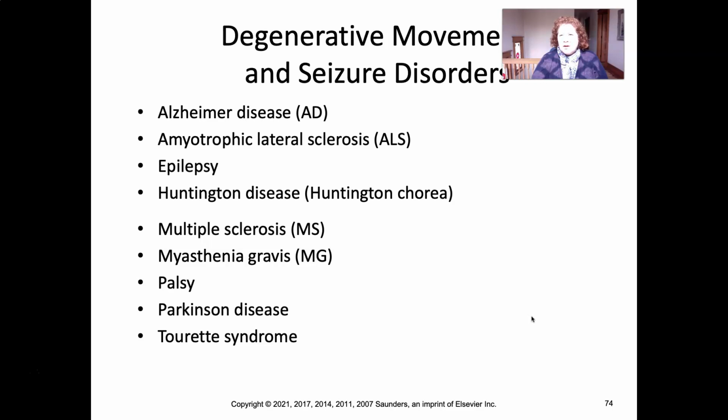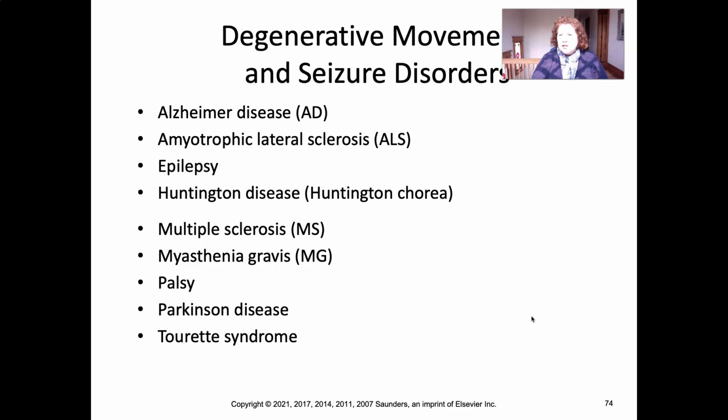Epilepsy is a form of problematic disease involving the nervous system. Something's going wrong. Not necessarily disease, but something's going wrong with the nervous system. And epilepsy and seizures are all part of that. Huntington disease, multiple sclerosis, which I already mentioned, myasthenia gravis, palsy, and there are several types of palsy, including Bell's palsy you may have heard of, which is really a temporary palsy.